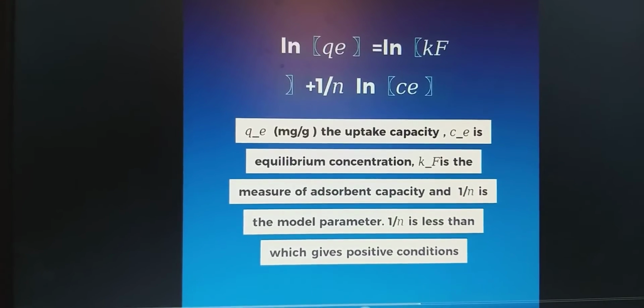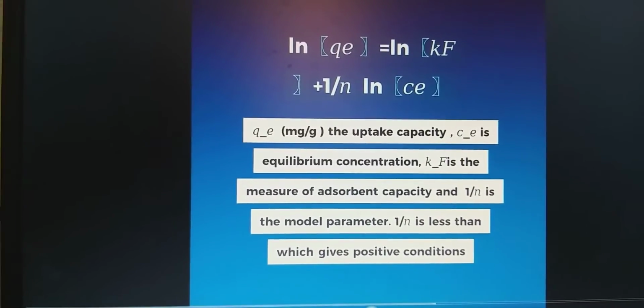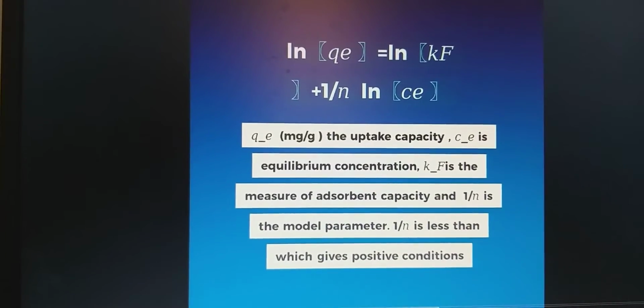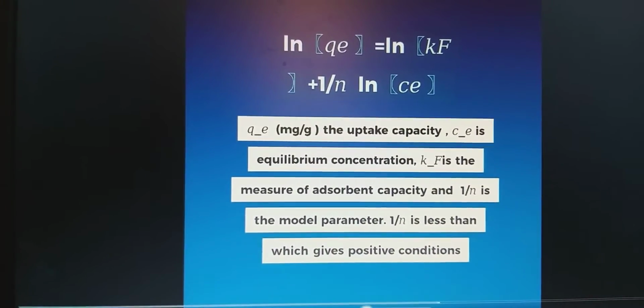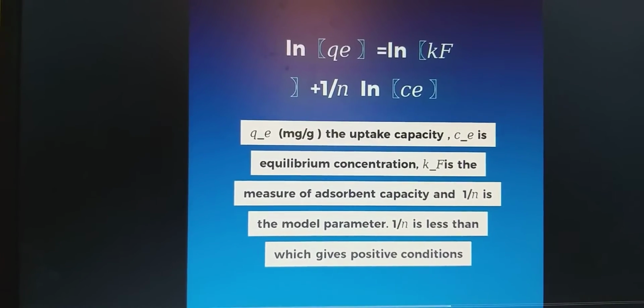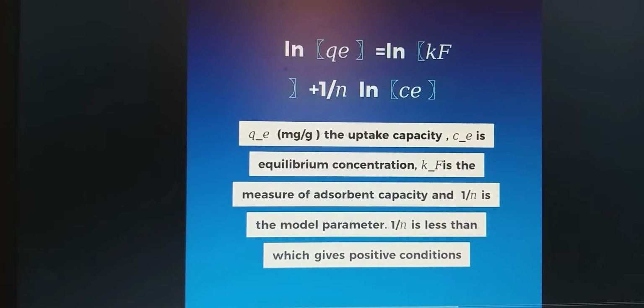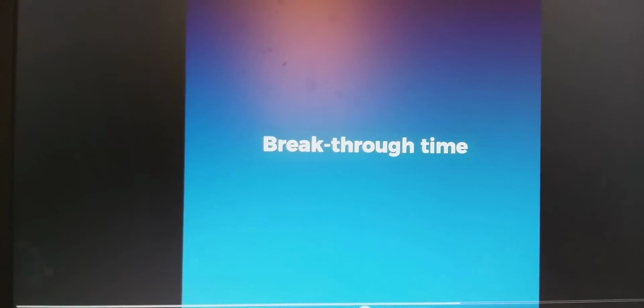Qe is nothing but the uptake capacity adsorbed on the adsorbent. KF is the equilibrium constant, and 1/n measures the adsorption capacity. If 1/n is less than 1, we can say there is a good and favorable condition for the adsorption. So 1/n has to be less than 1.